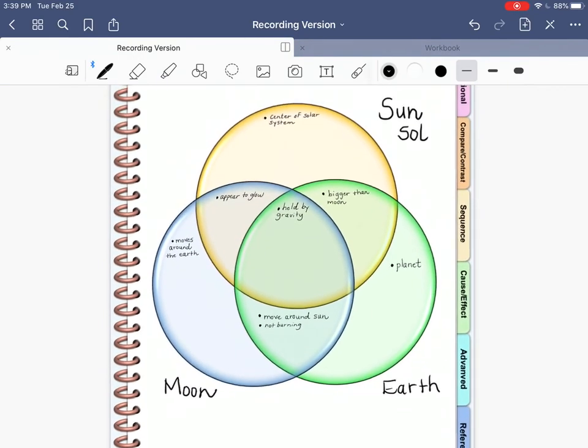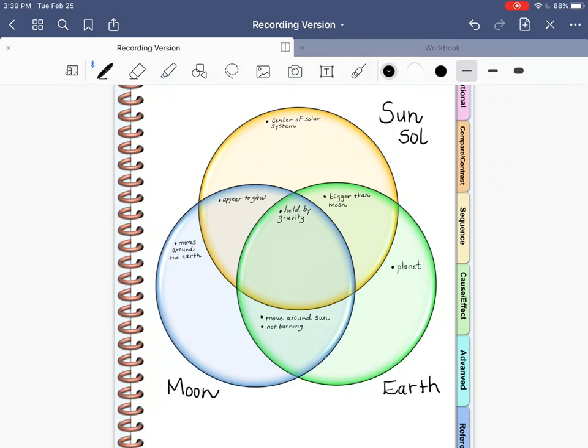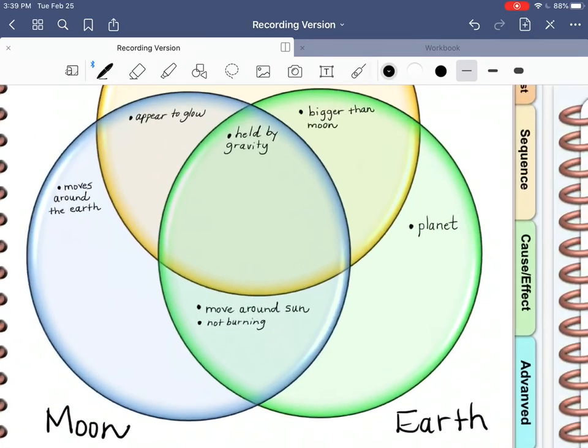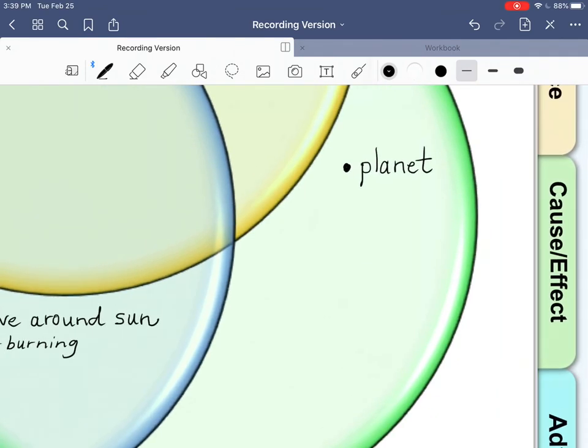Next one, it determines night and day as we know it. Determines night and day. Well, that is determined by the Earth's rotation. So this one is going to be just the Earth.